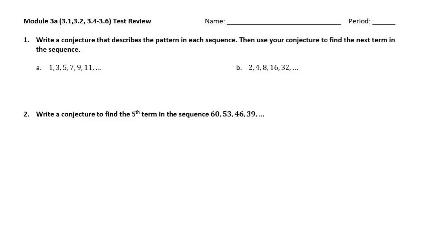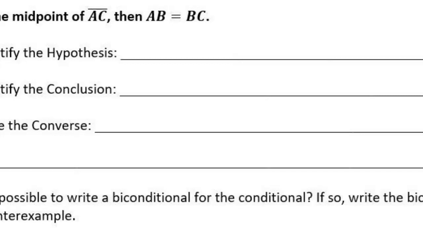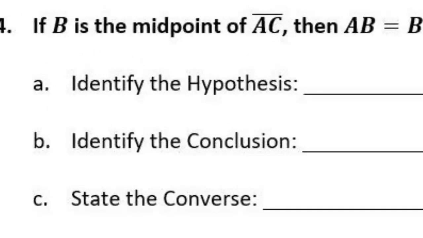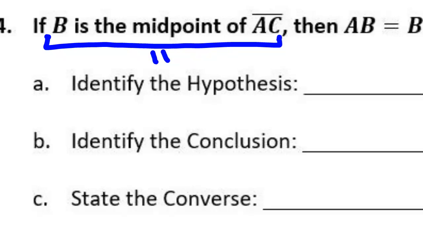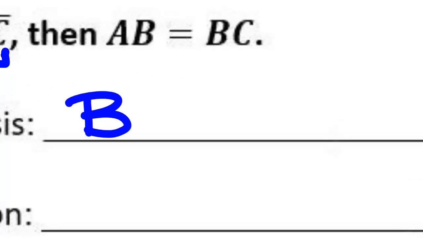All right, so we're going to start with number 4. This one right here where it says, if B is the midpoint of segment AC, then AB equals AC. And that conclusion there is saying that the length of segment AB is equal to the length of segment AC. So our hypothesis is everything that comes after the word if. So this is what I'm going to write on the line for the hypothesis. Remember, on the test, you cannot just underline and label. You have to rewrite this.